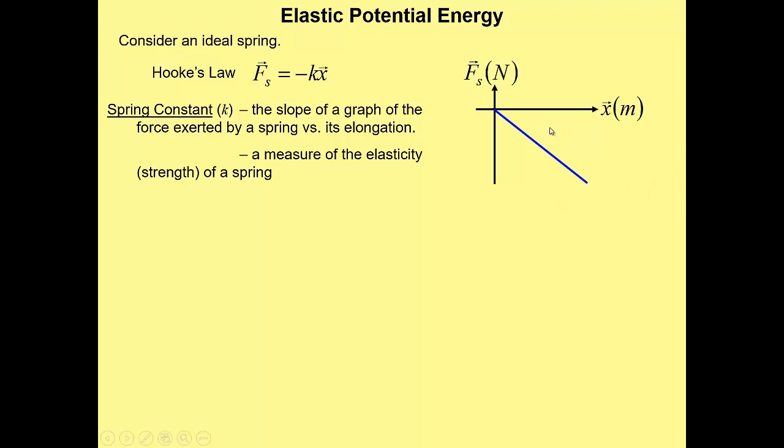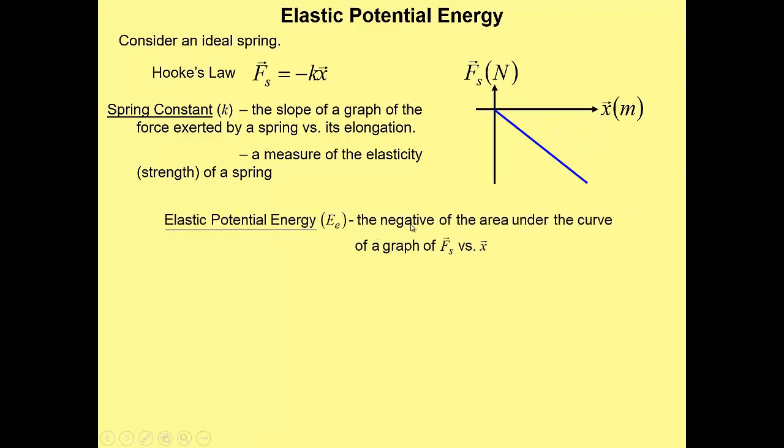And so we are going to define the elastic potential energy graphically to be the negative of the area under the curve of a graph of the force exerted by a spring versus its elongation or compression. The negative of that area, which turns it positive. A negative and a negative is a positive. So the negative of this area is the amount of elastic potential energy.